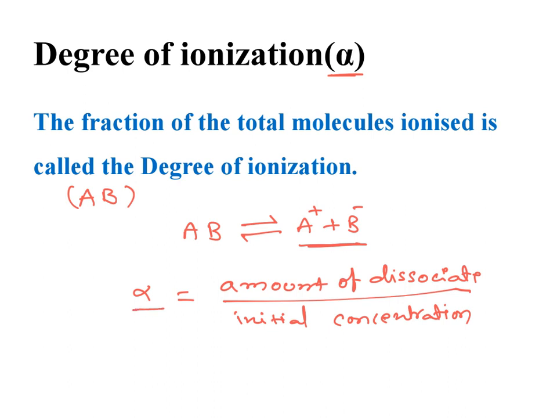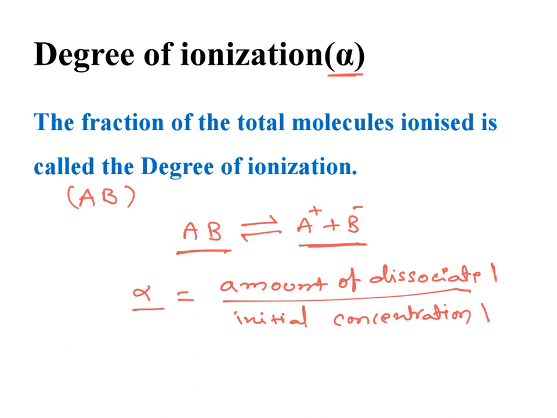The importance of the degree of ionization value is that it tells us how much ionization is taking place in a particular substance. That information we get from the alpha value. If the alpha value is high, that means the percentage of dissociation is high. If the alpha value is less, the undissociated substance is more in that solution.